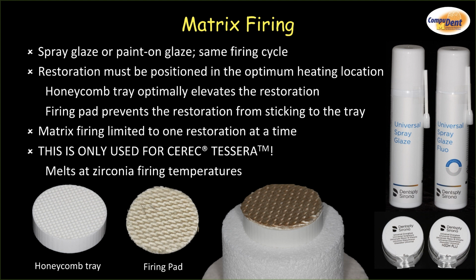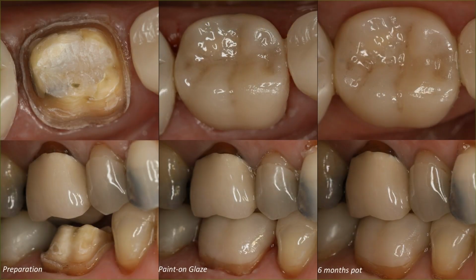And keep in mind, this honeycomb tray and firing pan is only for the CEREC Tessera material. Don't put a zirconia crown on there, for example, and fire it. It'll melt. It's not designed to withstand those types of temperatures. And this allows us to create a very nice looking aesthetic result with a very efficient glazing process in a high strength glass ceramic. And because it's glass ceramic, you can easily bond it as well.